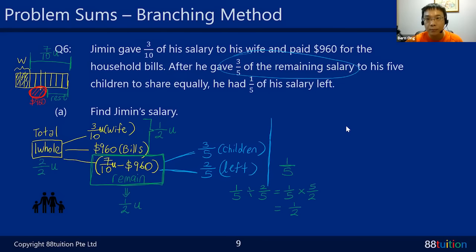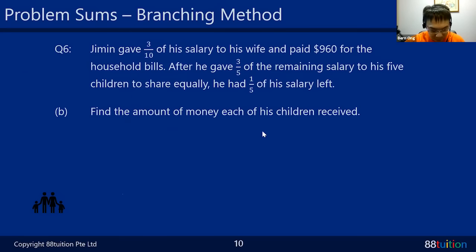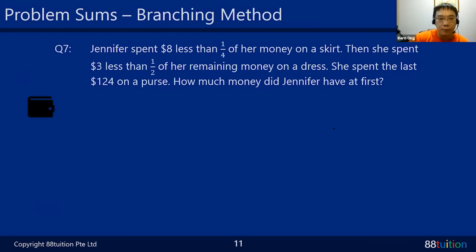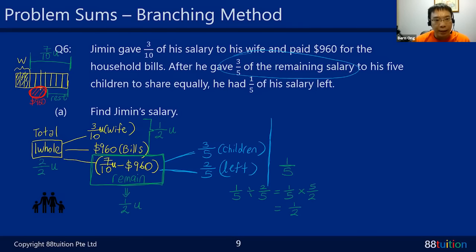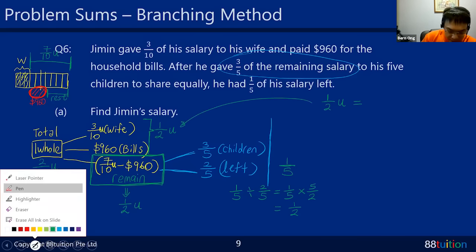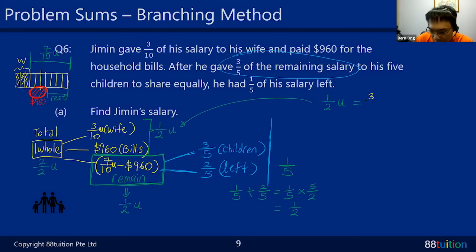So down here, I can say that, where's my question A? Okay, sorry. So down here, I can say that my half unit actually represents my 3 over 10 unit to my wife, and also the $960.